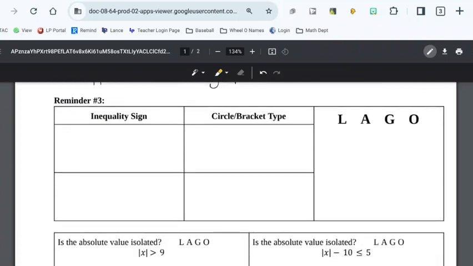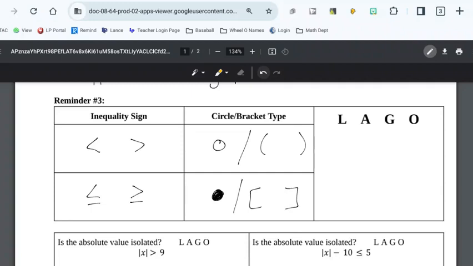Reminder number 3, again, referring back to when we have graphed these before. If it's a less than or greater than symbol, we're going to use an open circle. And then the bracket type is going to be just a regular parenthesis. If we have less than or equal to or greater than or equal to, it is a closed dot, right? We shade the whole thing in. And then the bracket type is a bracket.